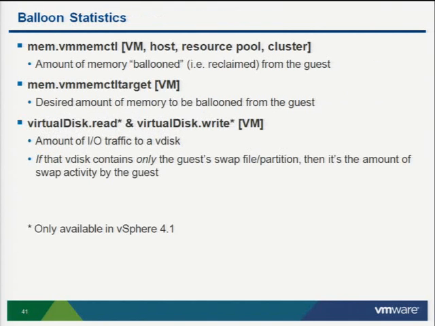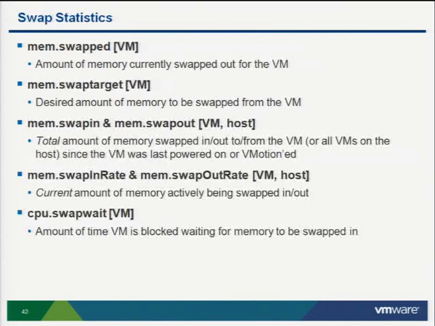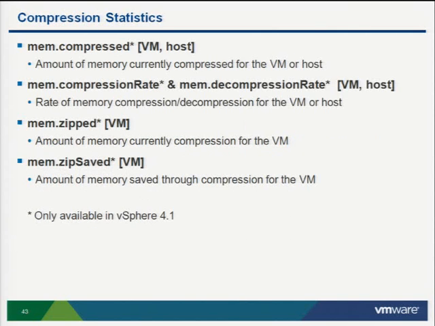Now, there's a couple of other stats. I don't want to go over them in too much detail. I think this is more of a useful reference, so I'm not going to talk to it, but if you see something you have a question on, find me afterwards and we can discuss it. There are stats for ballooning, for swapping, and also compression. Compression is new in 4.1, so all these stats are also new in 4.1.